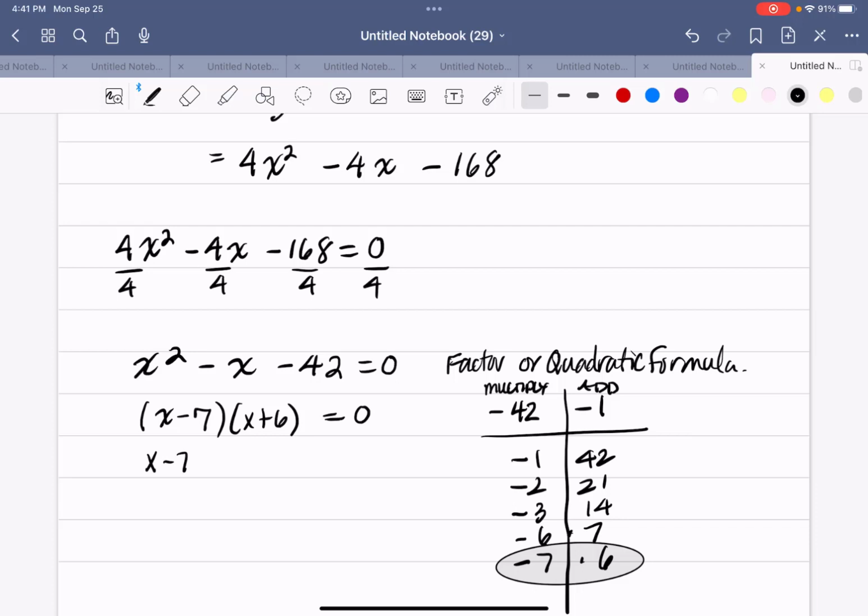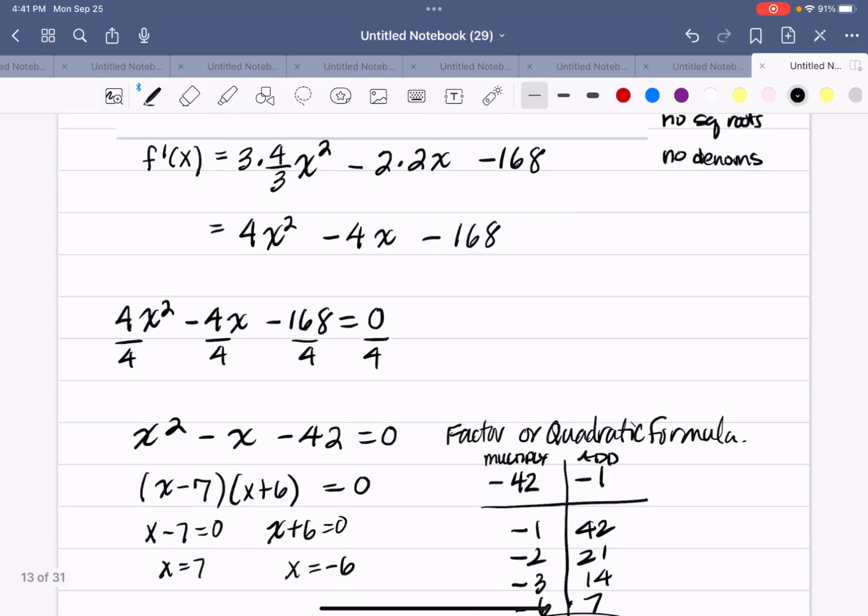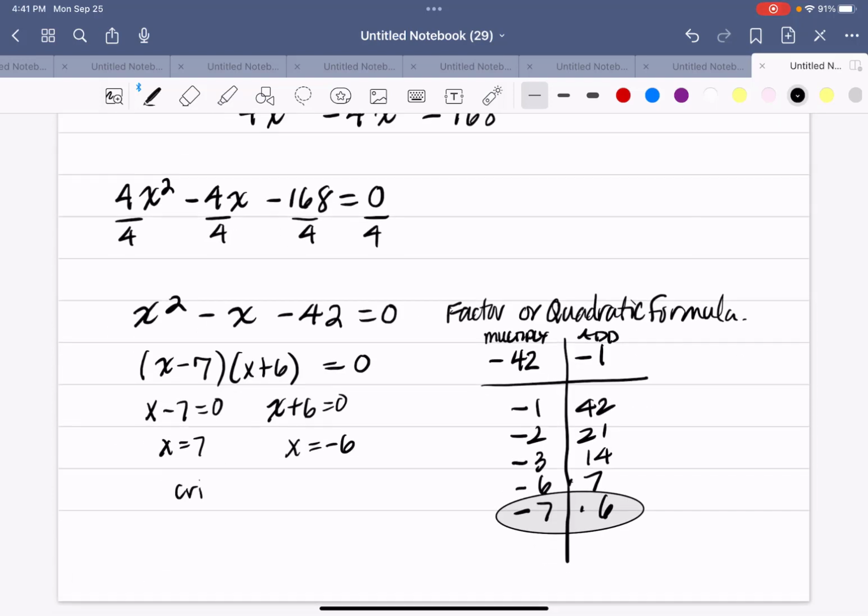So I set the first one equal to 0, so x is 7, and the second one equal to 0, so x is negative 6. Now, to be critical numbers, they have to be in the domain of the original function, and this function's domain is negative infinity to positive infinity because there are no square roots and there are no denominators. So these two numbers are our critical numbers.